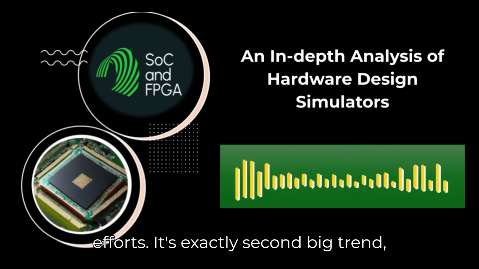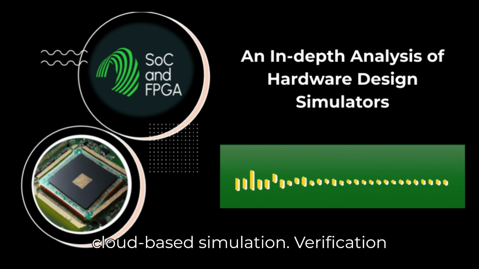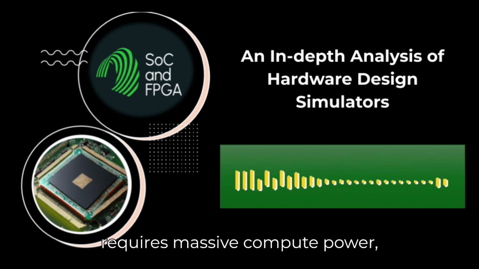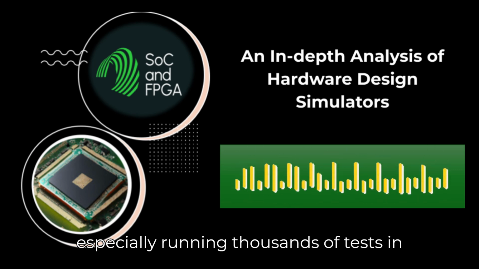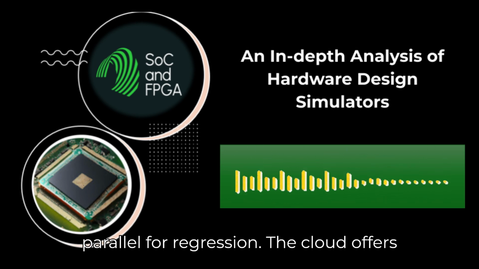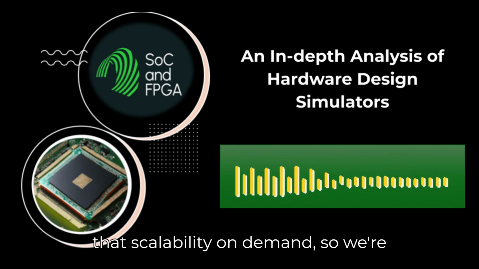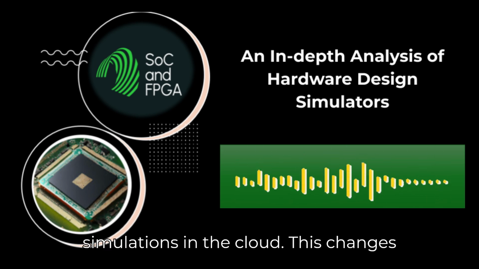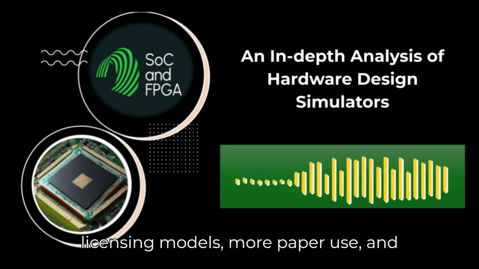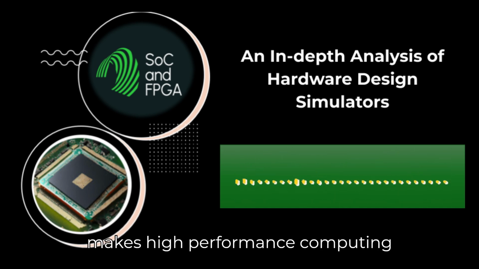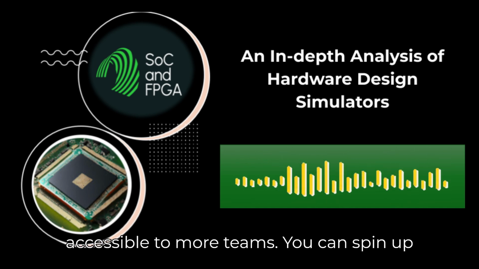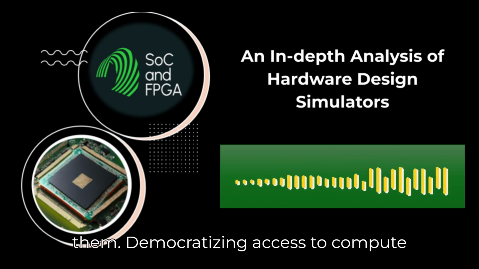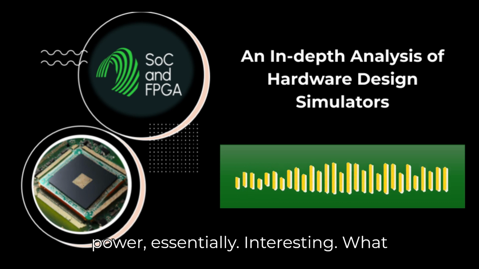Exactly. Second big trend, cloud-based simulation. Verification requires massive compute power, especially running thousands of tests in parallel for regression. The cloud offers that scalability on demand. So we're seeing a big shift towards running simulations in the cloud. This changes licensing models, more pay-per-use, and makes high-performance computing accessible to more teams. You can spin up huge server farms just when you need them. Democratizing access to compute power, essentially.